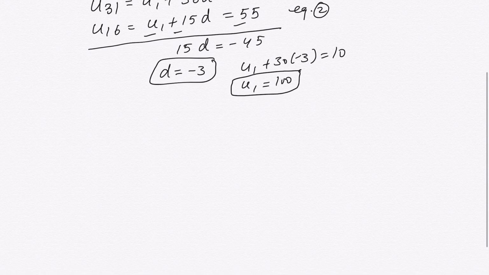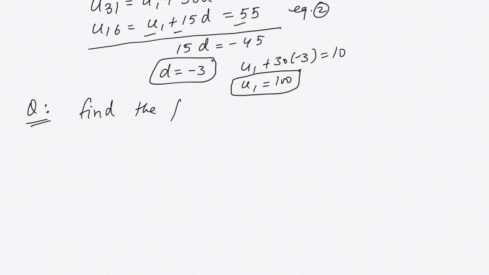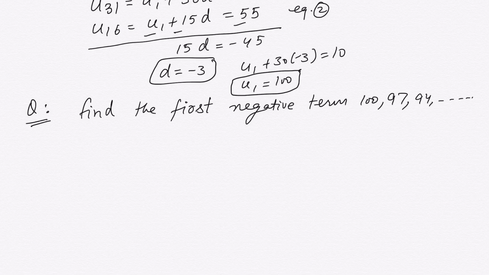Next type of question which is usually asked is related to inequalities. Like a situation is created where terms of an arithmetic sequence represent an inequality. For example, you may be asked to find the first negative term of an arithmetic sequence which is represented like 100, 97, 94, like this, right? So this is an arithmetic sequence and we have to find the first negative term.